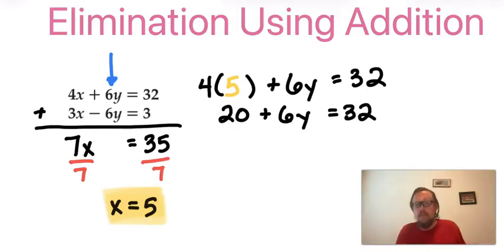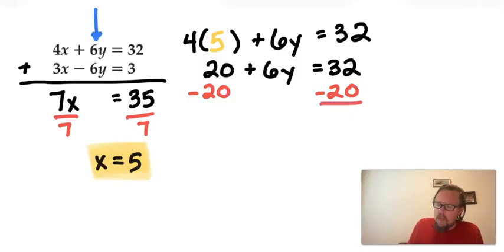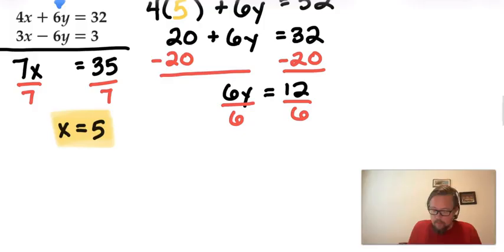Okay, and now I'm two steps away from the answer. The first step is to use the subtraction property of equality. So subtract 20 on both sides. That's going to give me 6y equals 12. And the last step is to use the division property of equality and divide both sides by 6. And that gives us y equals 2.